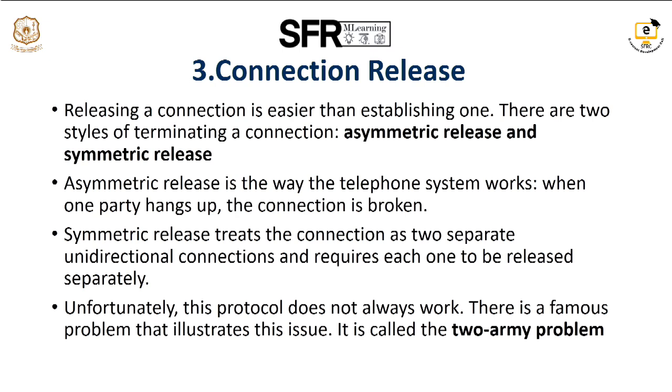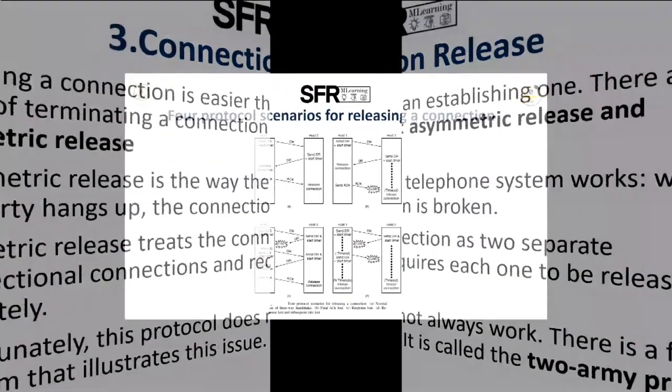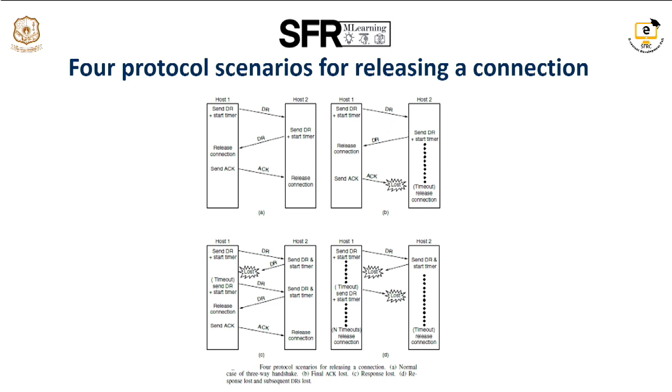But symmetric release treats the connection as two separate unidirectional connections and requires each one to be released separately. Symmetric release does the job when each process has a fixed amount of data to send and clearly knows when it has sent it. Unfortunately, this protocol does not always work. There is a famous problem that illustrates this issue. It is called the two army problem. The given diagram represents the four protocol scenarios for releasing a connection.